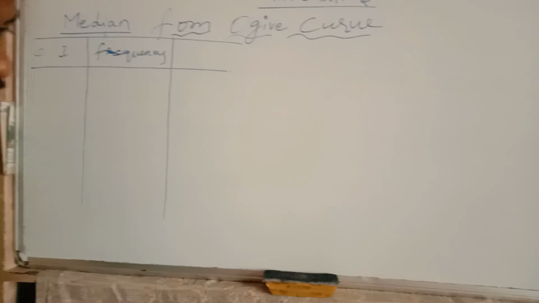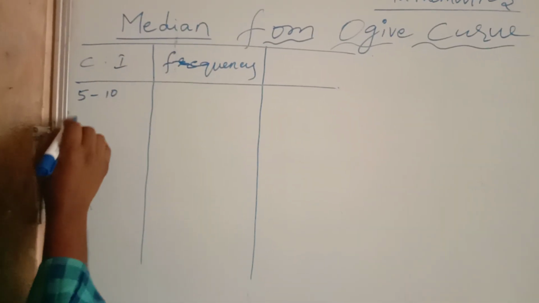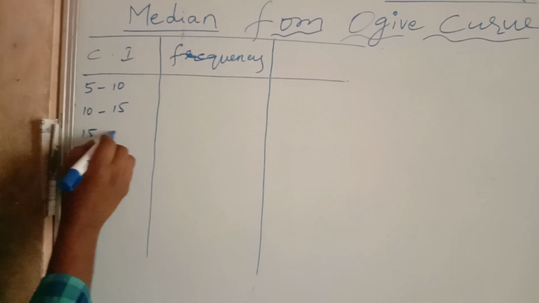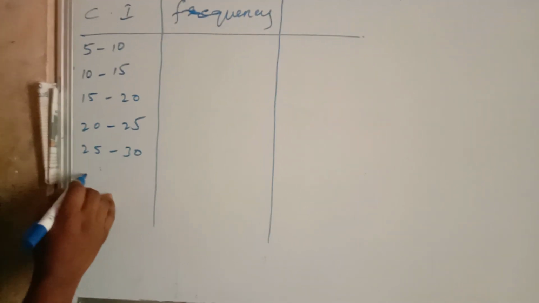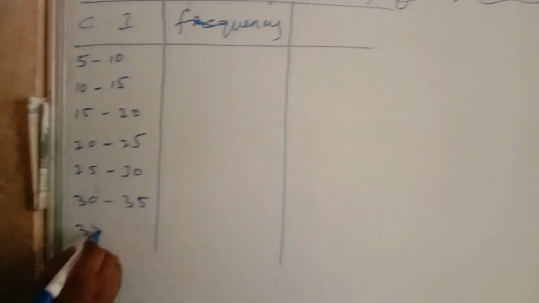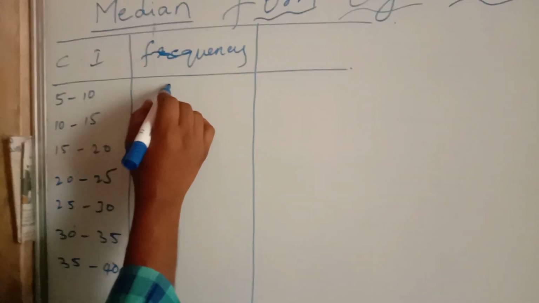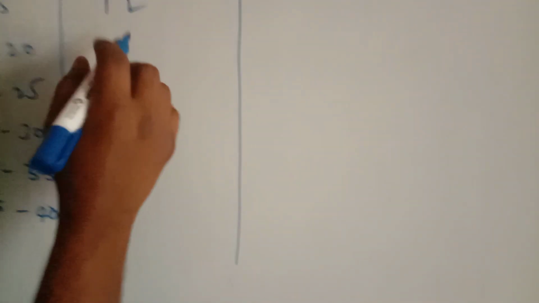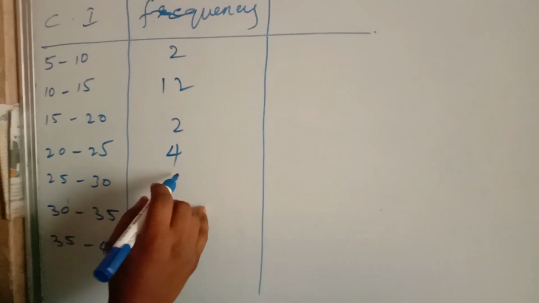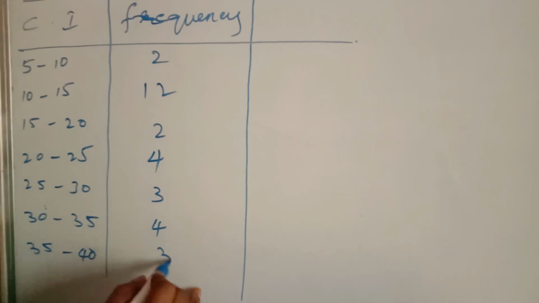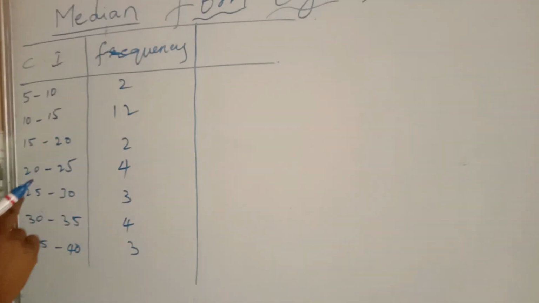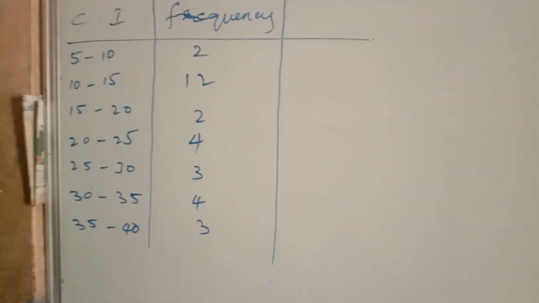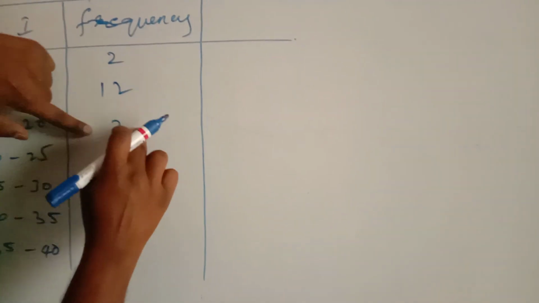So what are the class intervals? For example, the class intervals are 5 to 10, 10 to 15, 15 to 20, 20 to 25, 25 to 30, 30 to 35, 35 to 40, and the frequency values are 2, 12, 2, 4, 3, 4, 3.